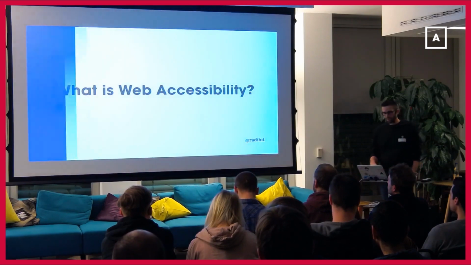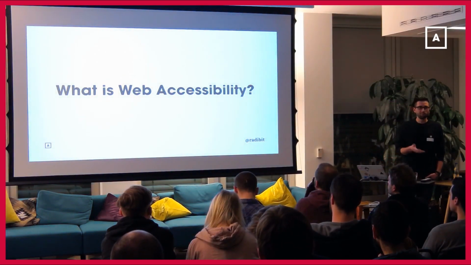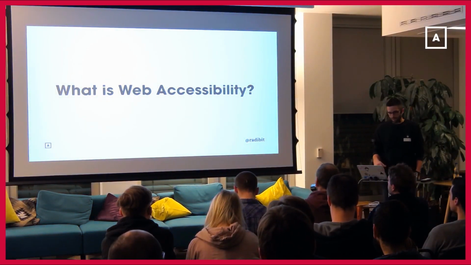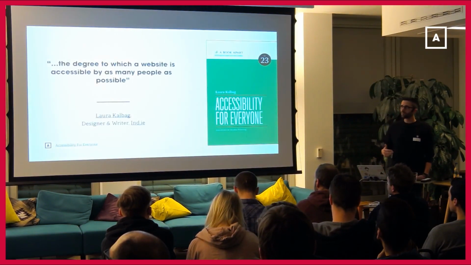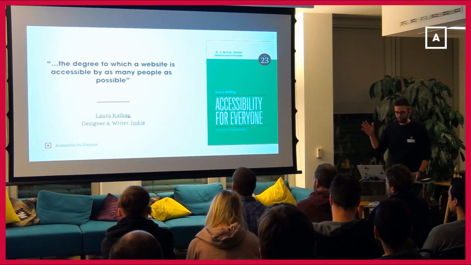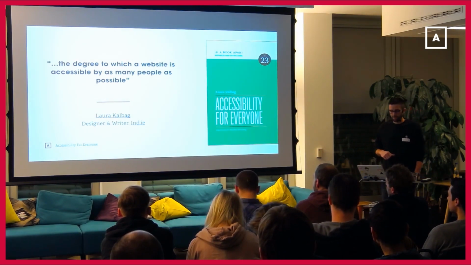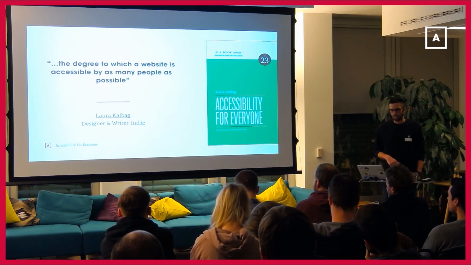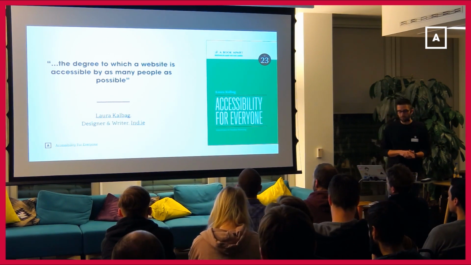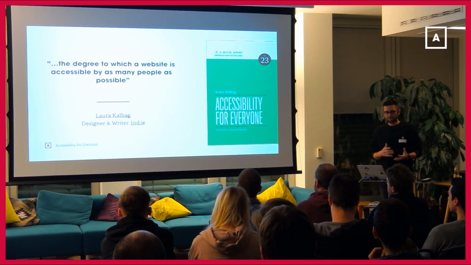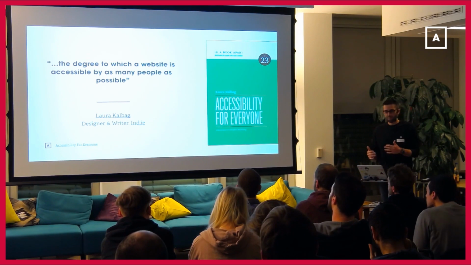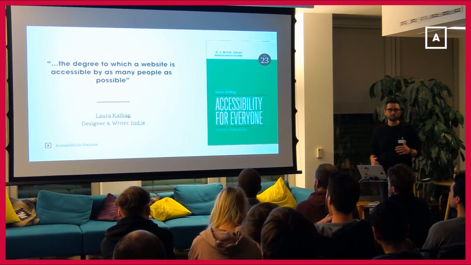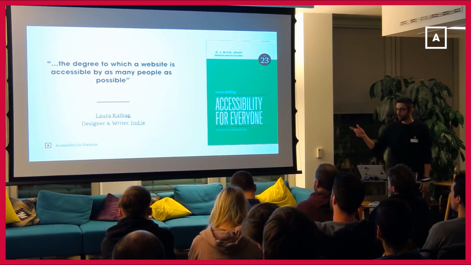And as Luca started with what is web accessibility, and he defined it in his presentation very well, I would like to do the same, just to repeat this thing. When we talk about web accessibility, I'm using a quote from Laura Kalbeck in her excellent book, Accessibility for Everyone. She defines web accessibility as the degree to which a website is accessible to as many people as possible. So it's basically dropping as many barriers as possible to access the content that we're creating. I highly recommend the book, by the way.